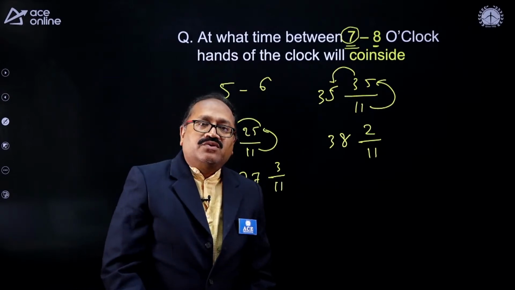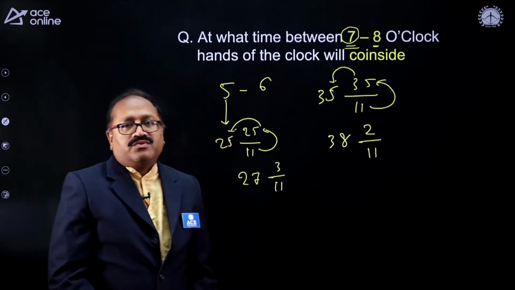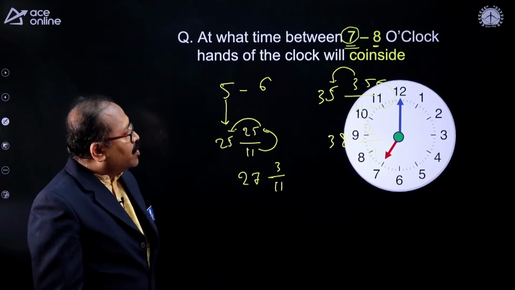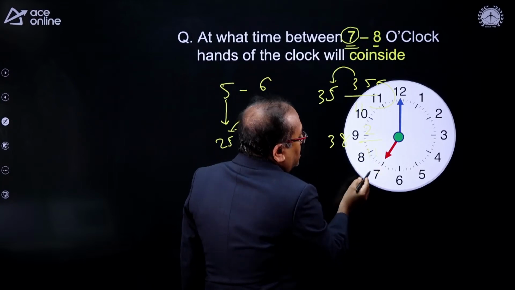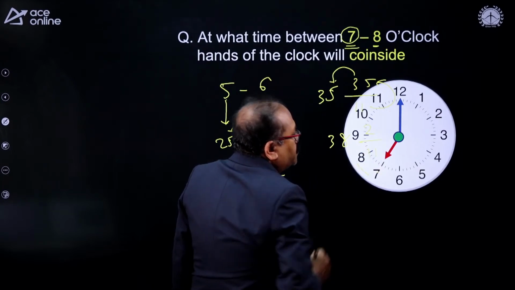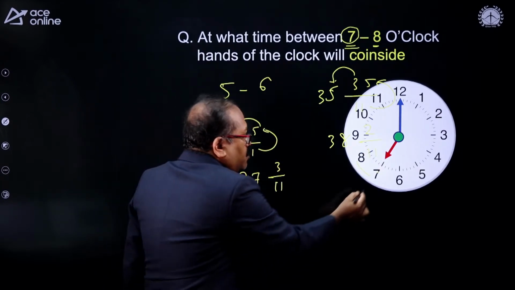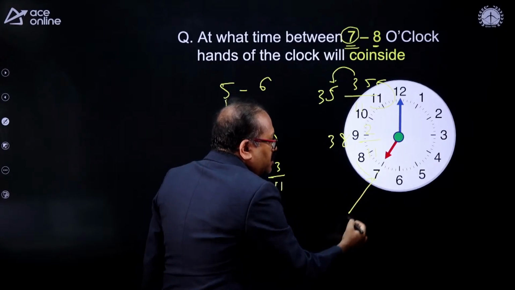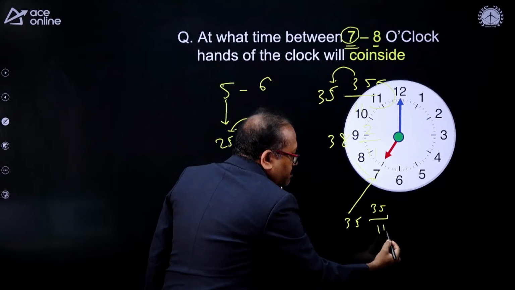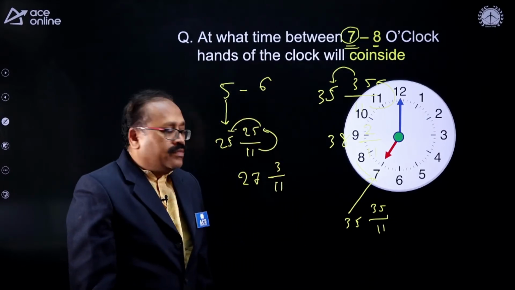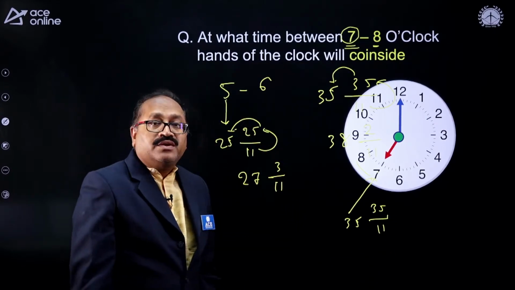Now I will straightaway go to the partnership chapter of today's class. Let's move on. Achha, I was talking about this one: in between 7 o'clock to 8 o'clock, at what time will the hands coincide? I know that at 7 o'clock it is 35 minutes, so the hands will coincide at 35 by 11 minutes. That's how we simplified it here.